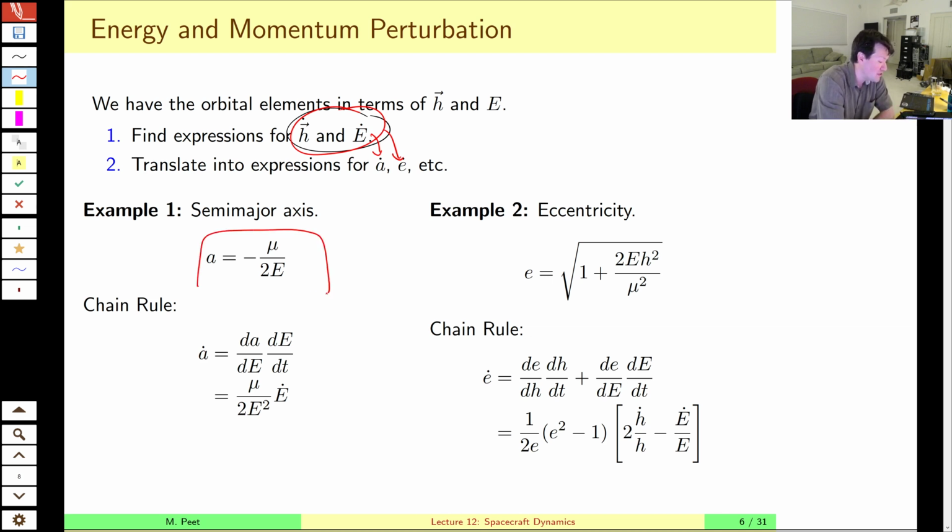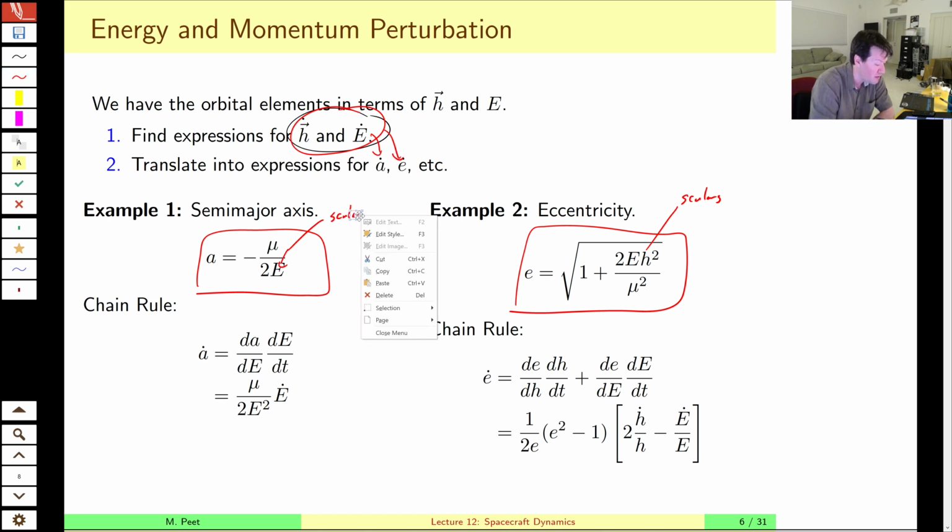So remember from the previous slide, we have a formula. We can express the formula for semi-major axis and eccentricity in terms of these physical quantities, the scalar versions. And that simplifies our use of the chain rule, because they're scalar quantities. And so it's actually relatively easy. A is mu over 2E, so it's relatively easy to then calculate A dot, just using the chain rule.